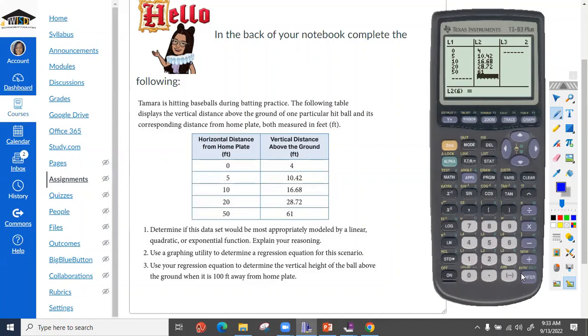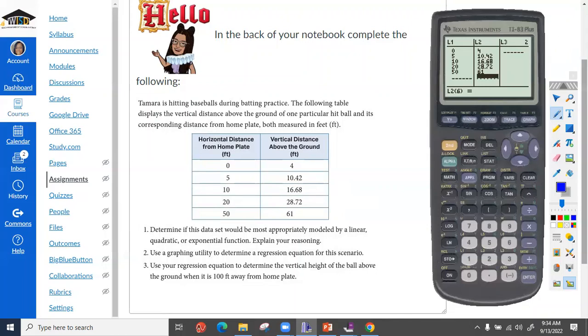And anyone thought it was quadratic? Any hands for quadratic? Any hands for exponential? Any hands saying that I just didn't do this and I'm going to always wonder why my grade is what my grade is? Got it. Appreciate the honesty.